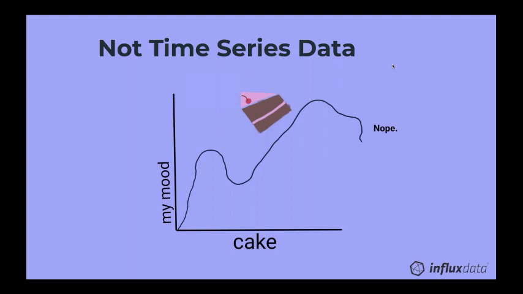Maybe my mood goes up or down. As you can see, there are some different behaviors in this, but it's pretty hard to make predictions about the trend of this data because it's not really well defined. So let's look at what this data set would look like if it was time series data.